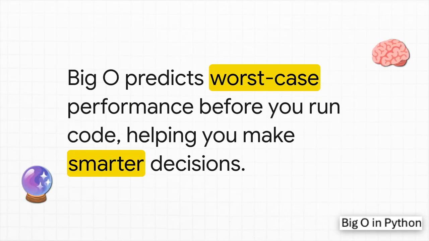And that right there is the superpower of Big O. It's a predictive tool. It's like having a crystal ball that lets you see the future of your code. It helps you understand the worst case scenario before you've even written a line, so you can pick the solution that's not just going to work today, but will keep on working efficiently no matter what.